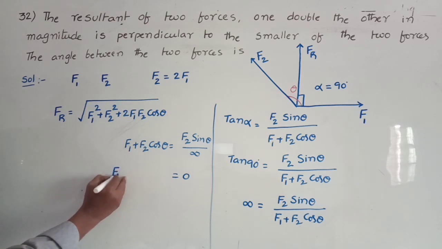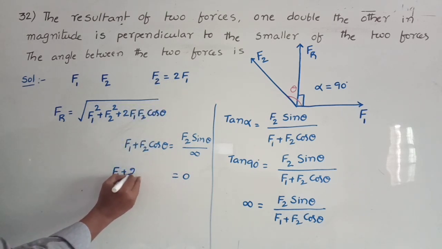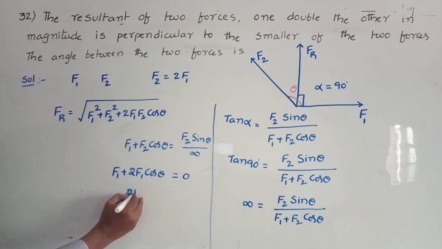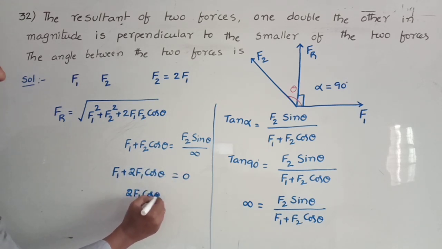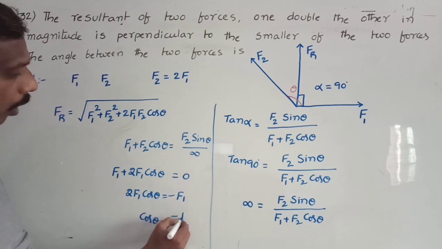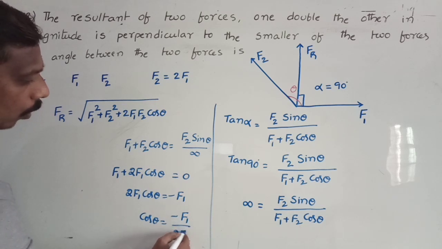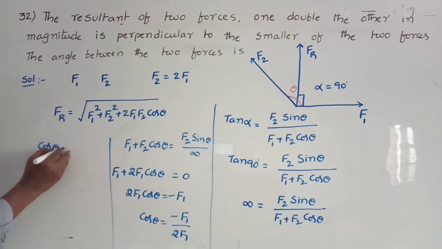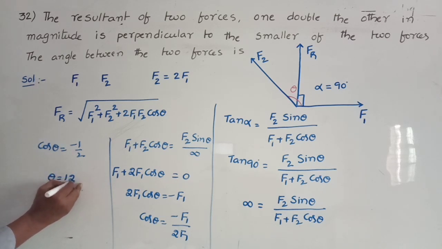F1 plus F2 cos theta, which is F1 plus 2F1 cos theta, is equal to 0. From this, 2F1 cos theta is equal to minus F1, cos theta is equal to minus F1 by 2F1. F1 gets cancelled. From that we can get cos theta is equal to minus 1 by 2. Cos theta value minus 1 by 2 gives theta equal to 120 degrees. So the angle between the two vectors is equal to 120 degrees.